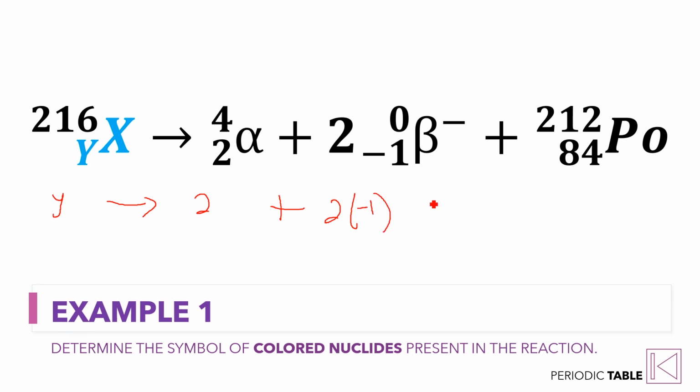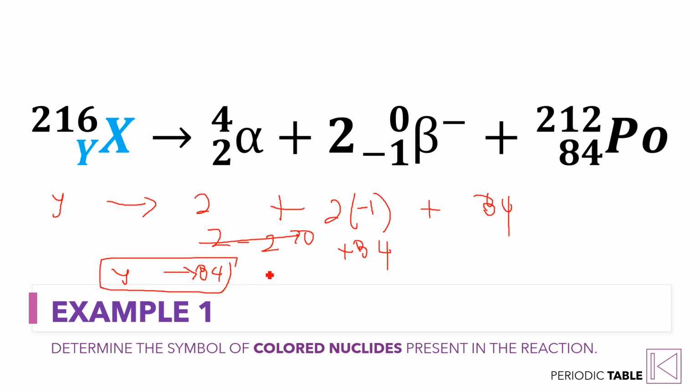This one plus 84. So that is 2 minus 2 plus 84. So 2 minus 2 is 0, so what's left is 84. So y is 84. Right, so this one is 84.